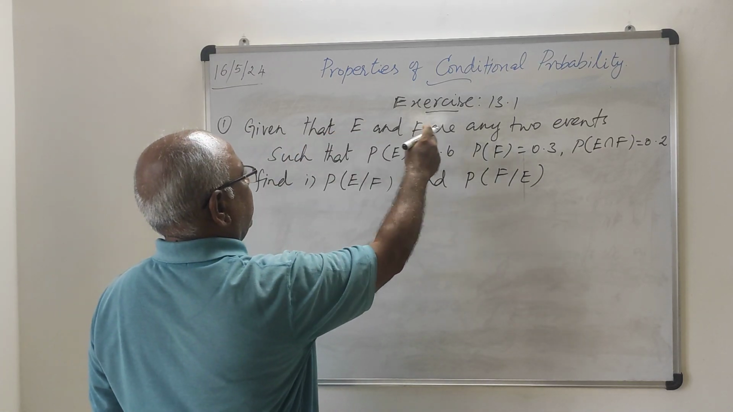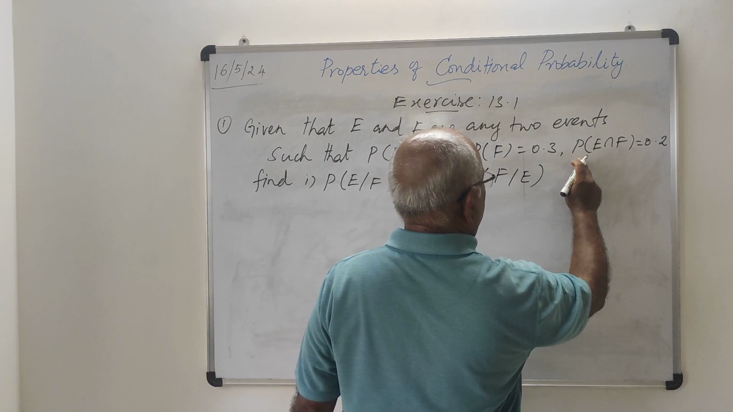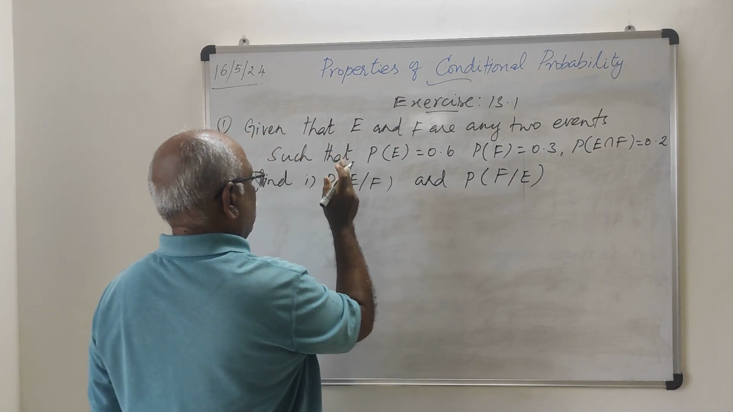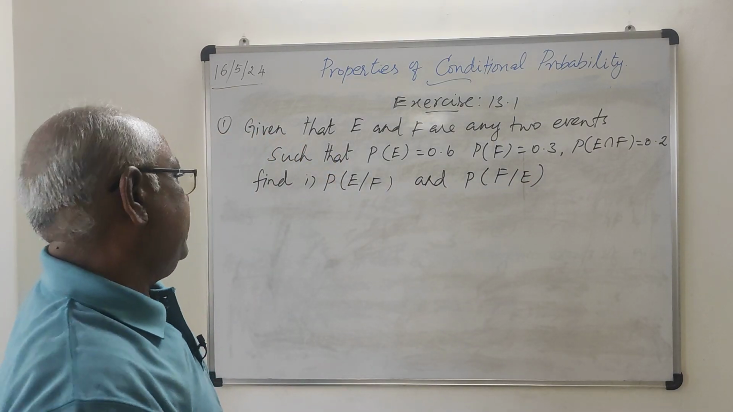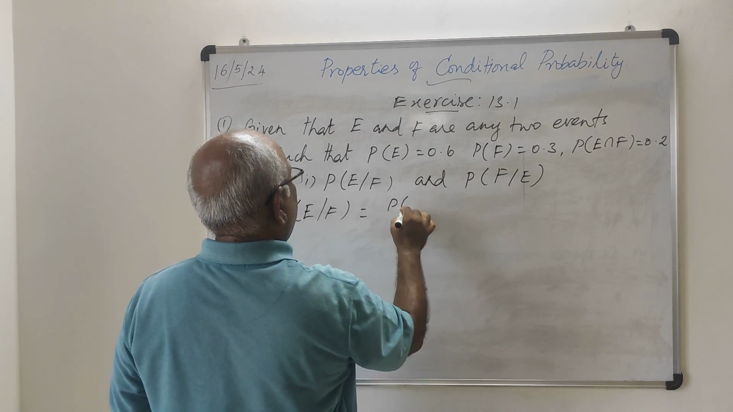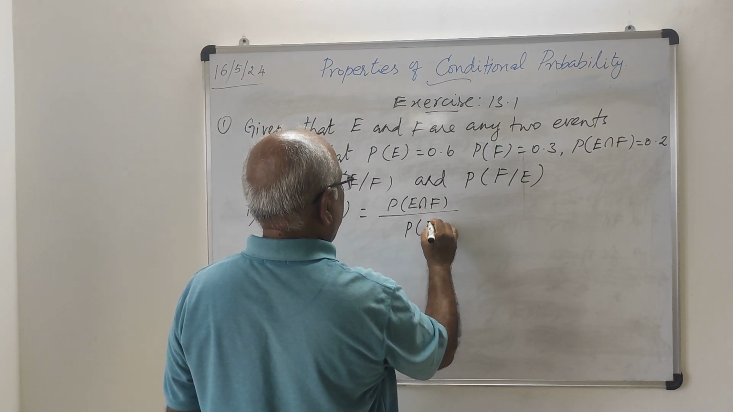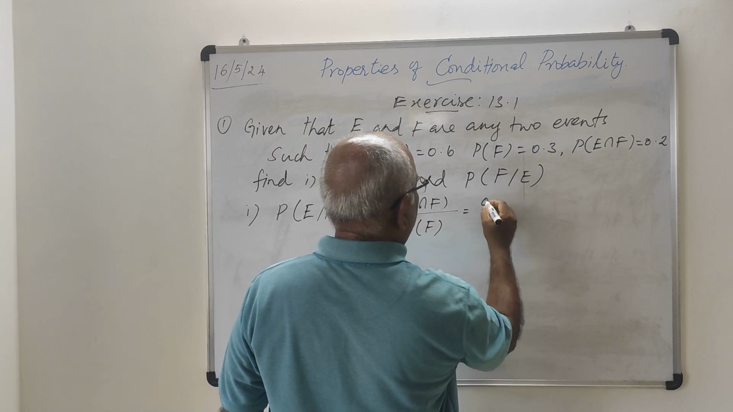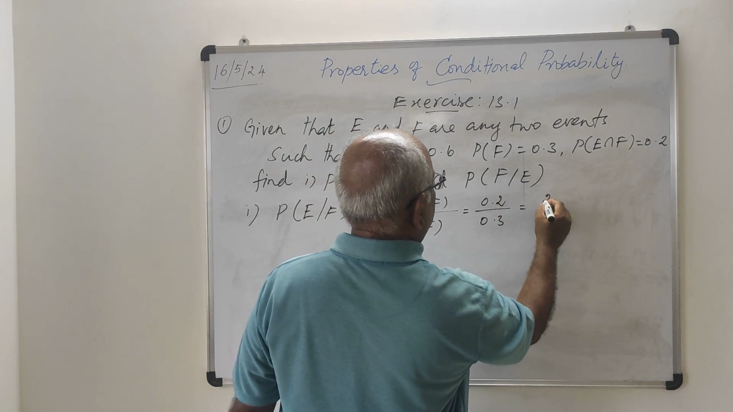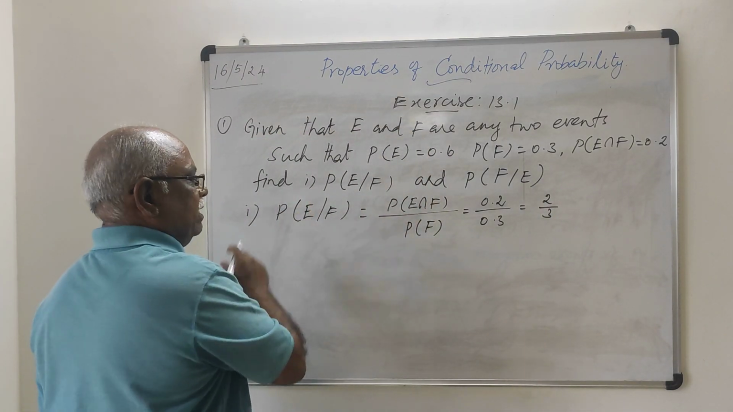First problem: given that E and F are any 2 events such that P of E is 0.6, probability of F is 0.3, and probability of E intersection F is 0.2, find P of E slash F and P of F slash E. Probability of the event E when F has already occurred, that is P of E slash F, by formula is P of E intersection F by P of F. P of E intersection F is 0.2 and P of F is 0.3, so this is nothing but 2 by 3.